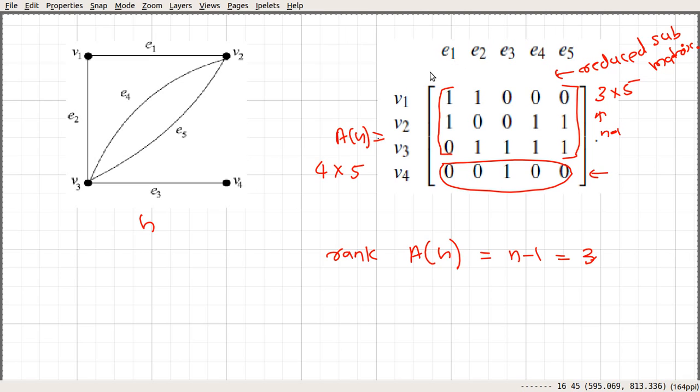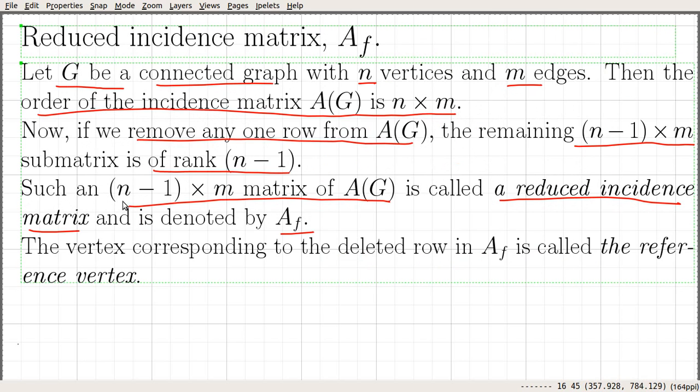In this case this submatrix is called a reduced incident matrix, and we could represent it as A_f of G. So that is going to be this matrix, and that is how we define the reduced incident matrix of a connected graph. Here, if you delete any row, then we get a reduced incident matrix. The vertex corresponding to the deleted row in the reduced incident matrix is called the reference vertex.